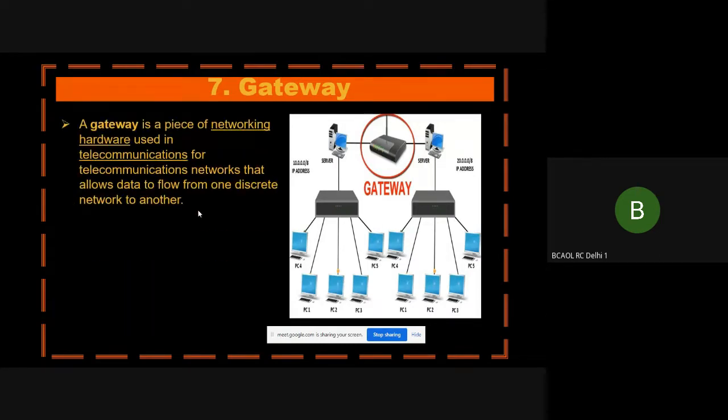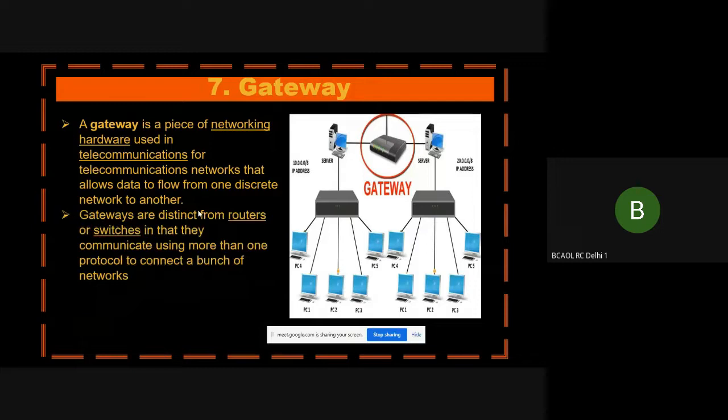What does a gateway do? A gateway is a piece of networking hardware used in telecommunication networks that allows data to flow from one discrete network to another. So gateway is another thing which we are actually using right now. Dissimilar networks have to be connected. Somewhere it is some kind of network, somewhere it is some kind of network. To connect all these networks, we are using what? Gateway. Right, telecommunication network basically.